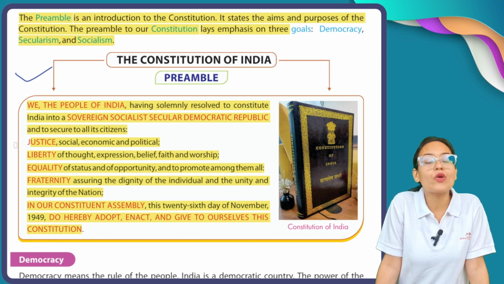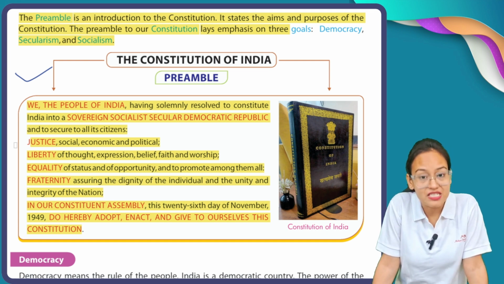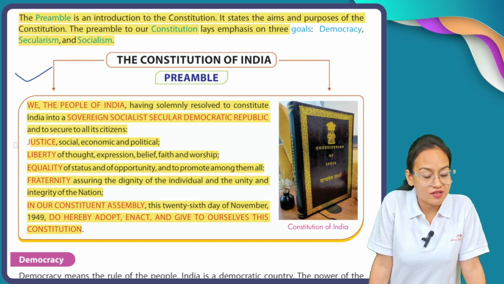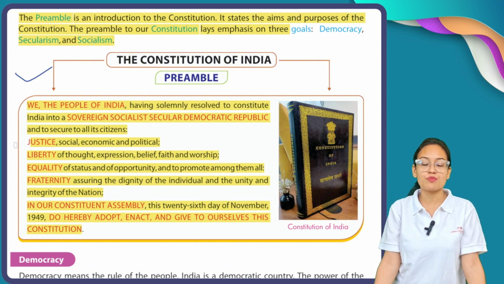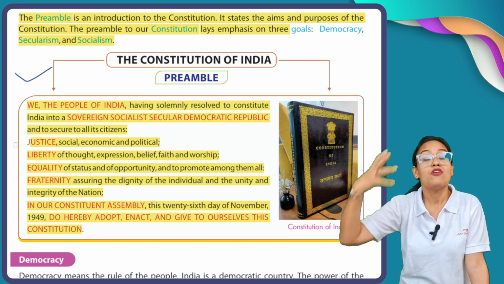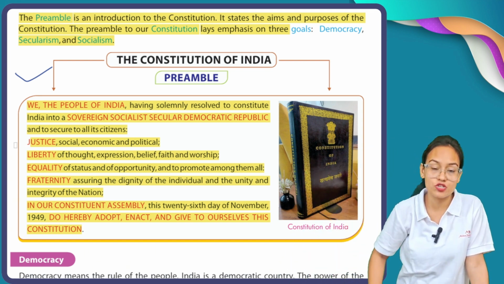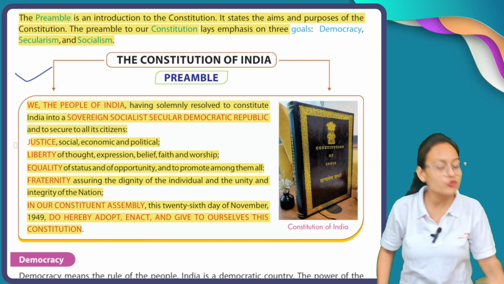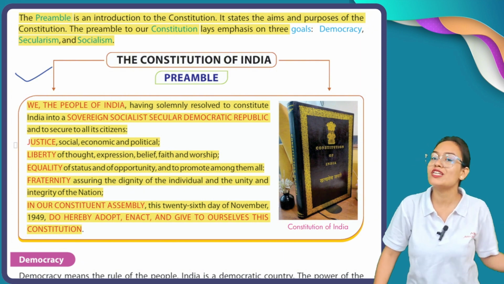After justice, we have liberty. Now, on what basis do we get liberty? Liberty means freedom of thought, expression, belief, faith, and worship. We have the liberty to think anything which we want. We have the freedom to follow any kind of religion. If we want to convert or change our religion, the constitution of our country has given us the right, the freedom to change our religion.